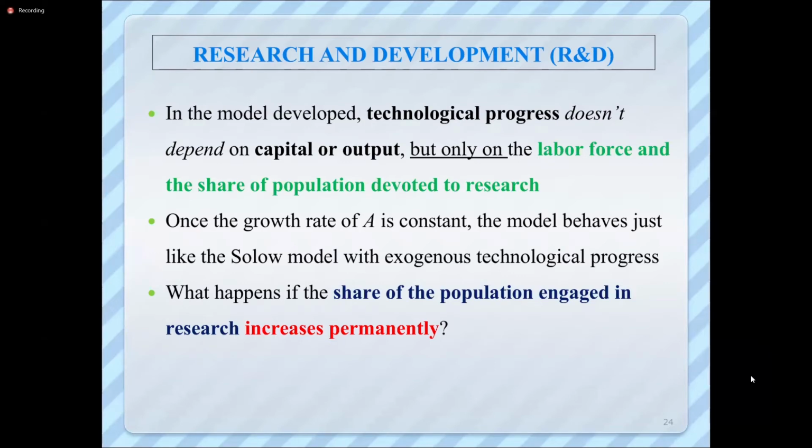But here under Romer's model, Romer says that labor force and the share of population devoted to research, out of the labor force, how many percentage are researchers, plays an important role. Once the growth rate of A is constant, the model behaves just like Solow's model with an exogenous technological progress. So now we want to look at what happens if the share of population engaged in research increases permanently.